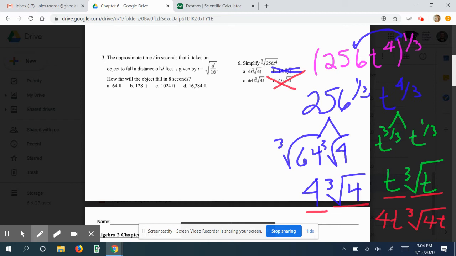Now, the technically correct answer for this one is C. The reason it's C is because we don't know whether t is going to be positive or negative. If t is positive, then we'd get something that looks like A. But if t is negative, we would have to have a negative version of that. And remember, we can get negative third roots.